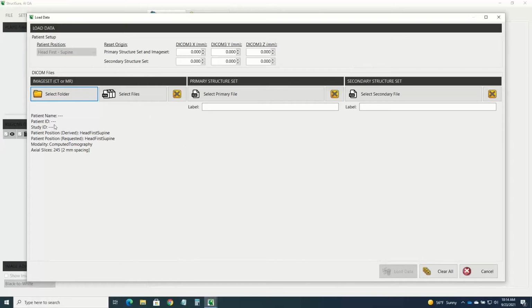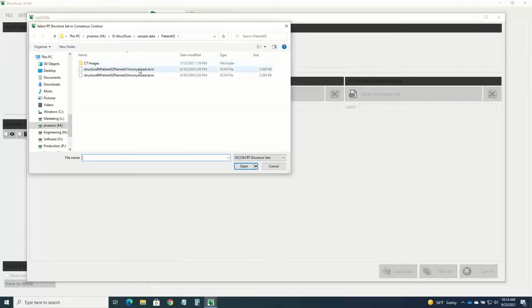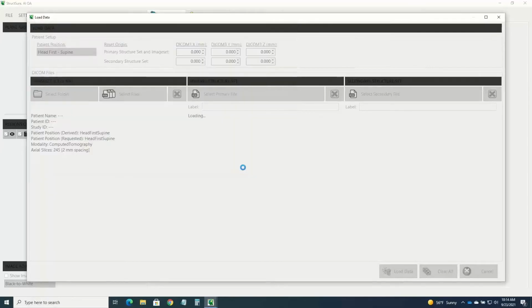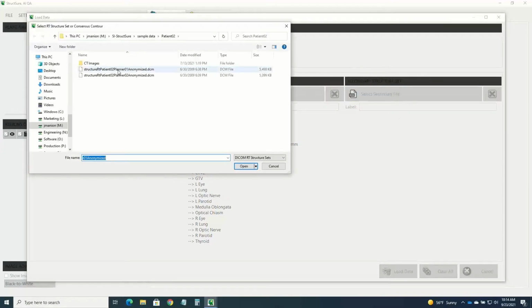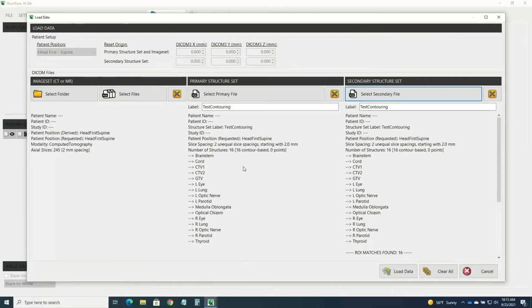You can see that it brought it in and gives you some metadata there. Here we select our primary structure set, and again, this would be our gold set of data. We bring that in and it says, here's what I found. Here are all the anatomical regions of interest that it found by scanning through the structure set. Then finally we say, I want to compare it against this set here that was done by an auto-seg engine.